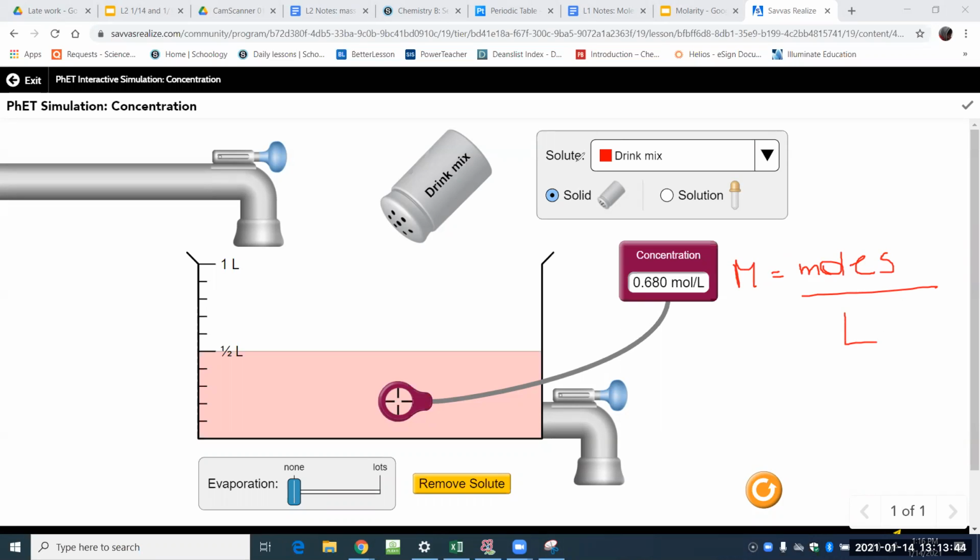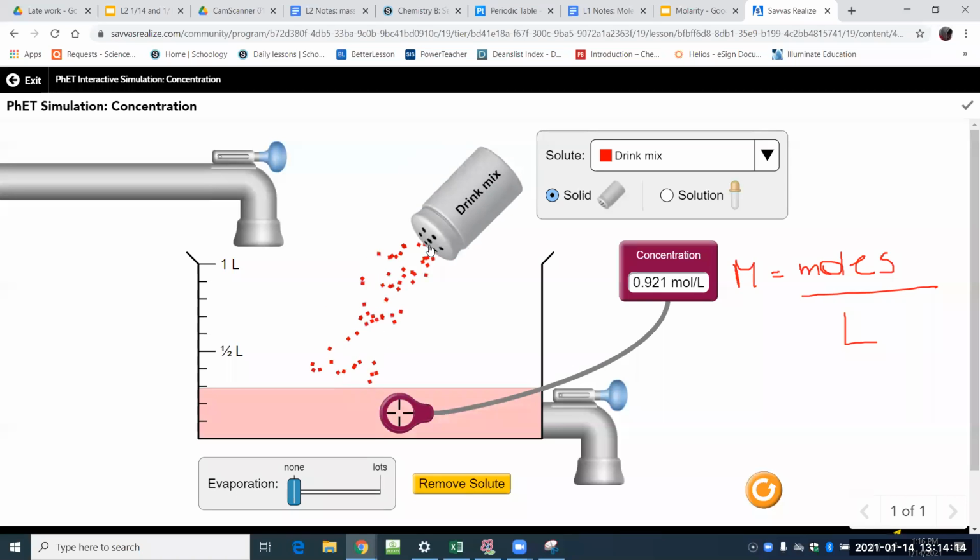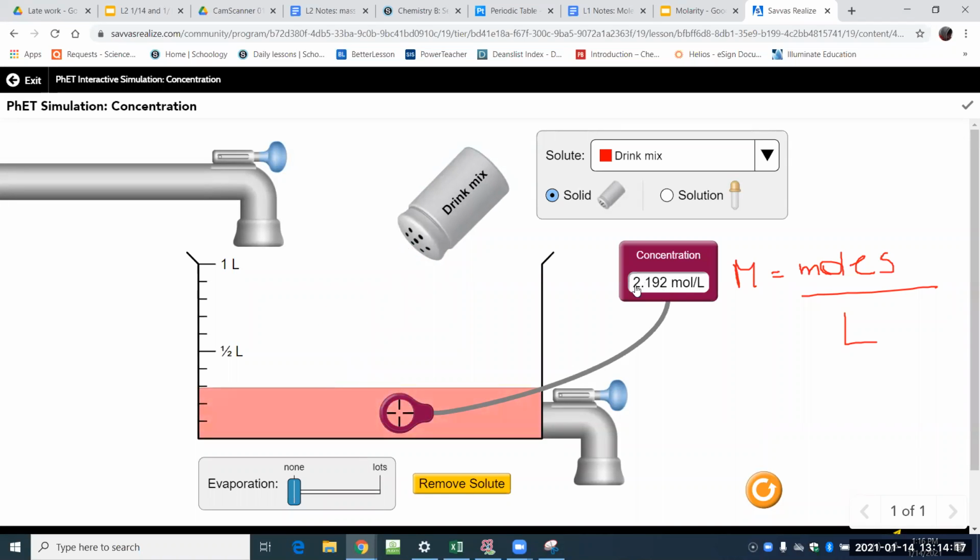All right, so note here that if I remove a little bit of the solution, the concentration does not change, because just removing the solution does not change the ratio of moles to volume. However, if I add more solute, I make the solution concentrated. So see here, because I added more of this, I make the solution quite concentrated.